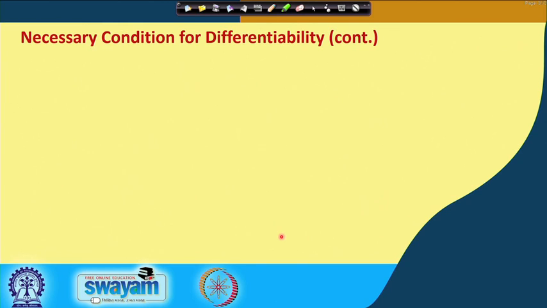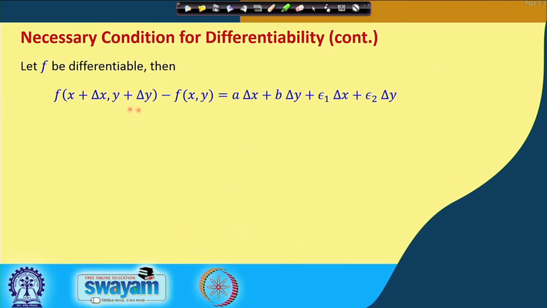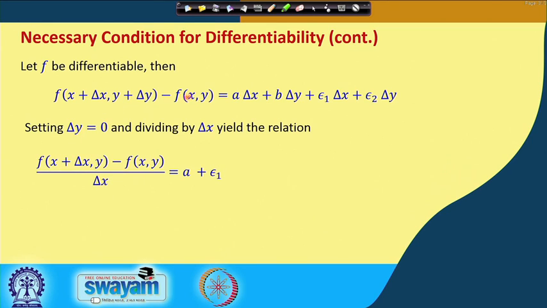So, next we will continue with the necessary condition, the second one. We again assume that f is differentiable, then we can express this delta f or delta z in terms of a delta x, b delta y and this epsilon 1 and epsilon 2. And now, since delta x and delta y are arbitrary, we can choose anything in the neighborhood. So, if we set delta y equal to 0 and then divide by delta x, what will we get? We will get f(x plus delta x, y), as delta y is 0, minus f(x, y), divided by delta x.